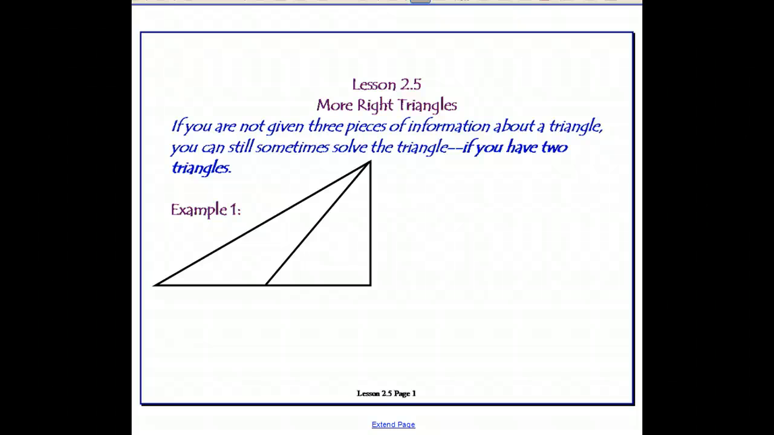All right, guys, welcome to lesson 2.5. In terms of the actual notes you take, it's going to be very short, but algebraically, it'll probably be some of the more complicated problems that we do.